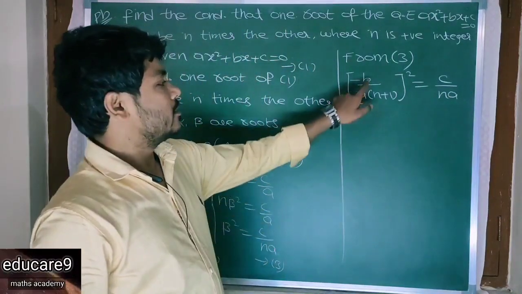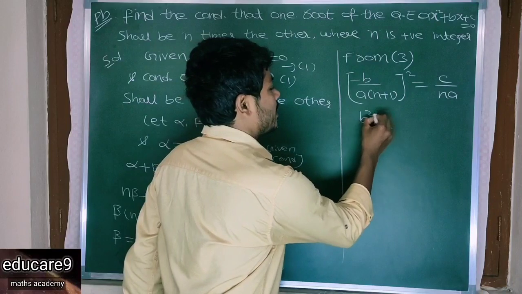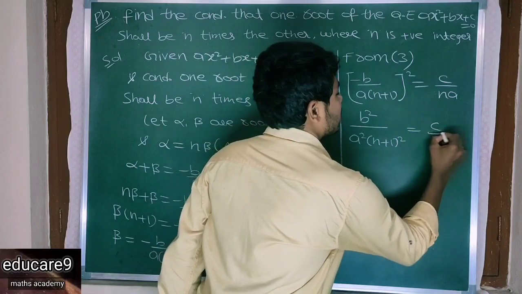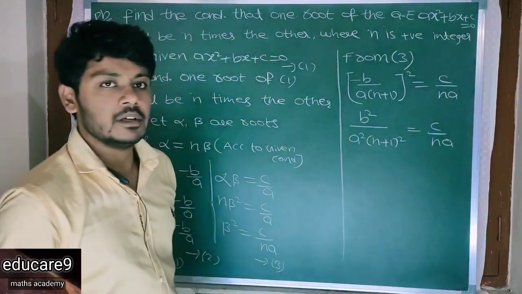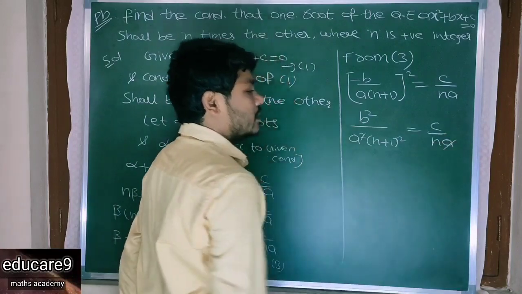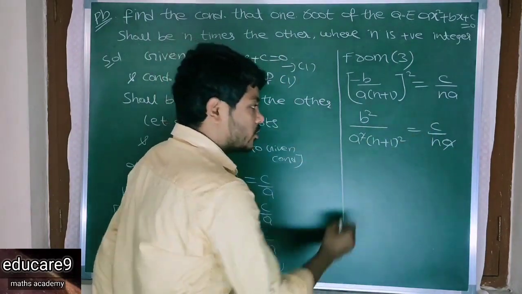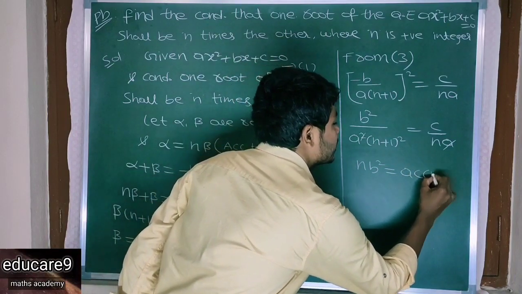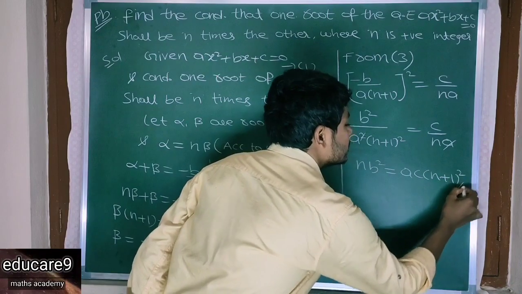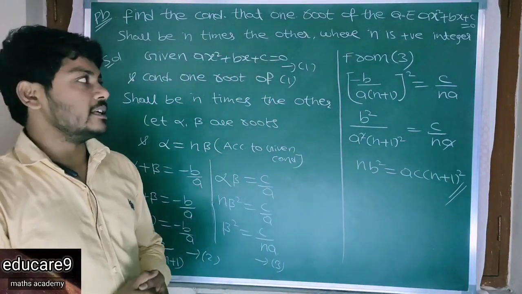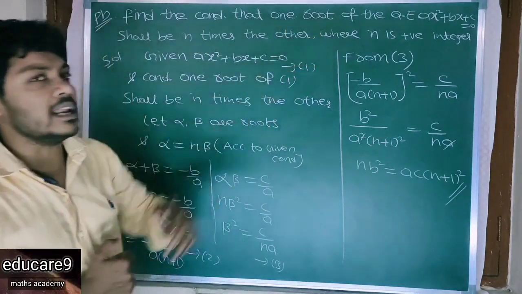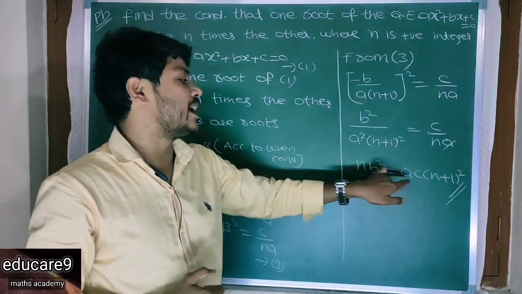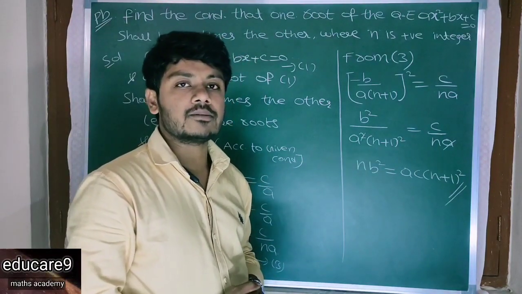Now this is minus b whole square, that is b square by a square into n plus 1 whole square is equal to c by n. So here one a gets cancelled. Now do the cross multiplication. What you get? n b square is equal to ac times of n plus 1 whole square. So this is the required condition. If one root of a quadratic equation shall be n times the other, then the required condition is nb square equal to ac into n plus 1 whole square.